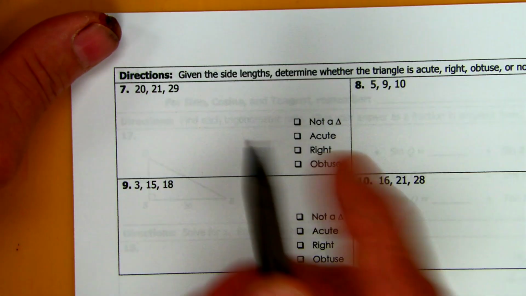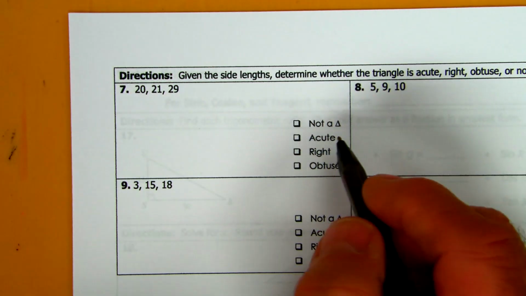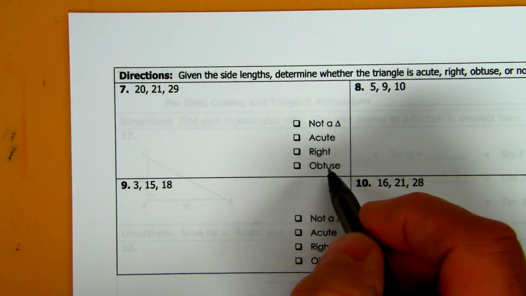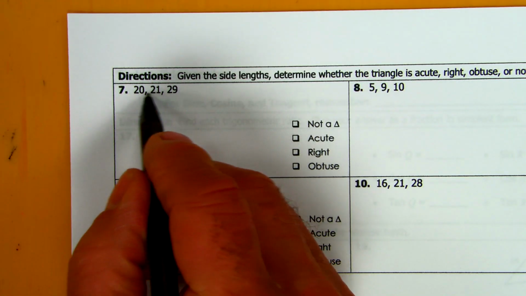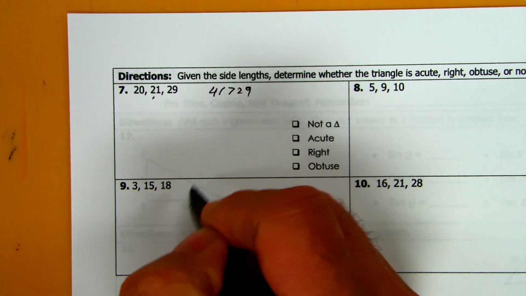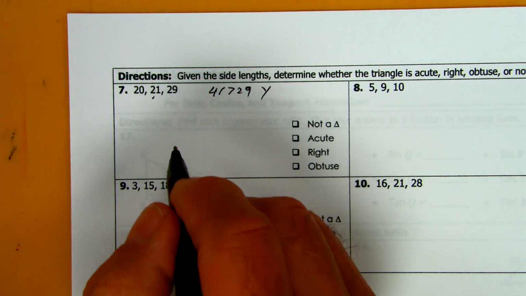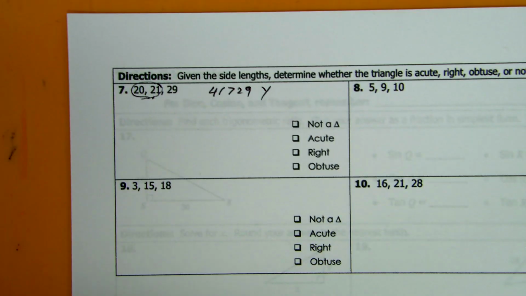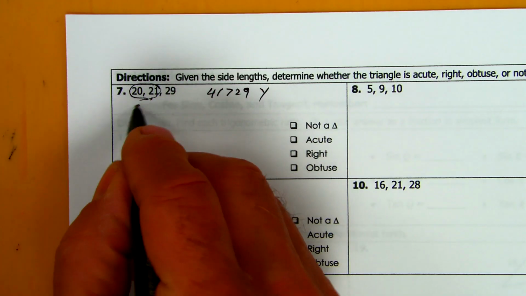So the first thing we want to do on this problem, it wants us to select: is it not a triangle? Is it acute, right, or obtuse? So let's first look. If I add these two together, I get 41. Is 41 greater than 29? The answer is yes. Okay, so it forms a triangle. Now, I'm going to take these two legs and put them in my calculator. So I'm going to say square root of 20 squared plus 21 squared. And when I do that, I get 29.